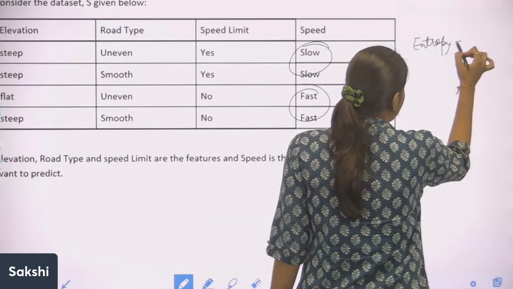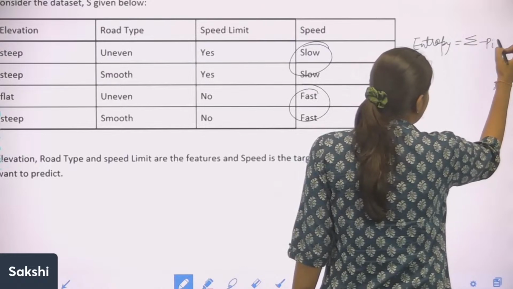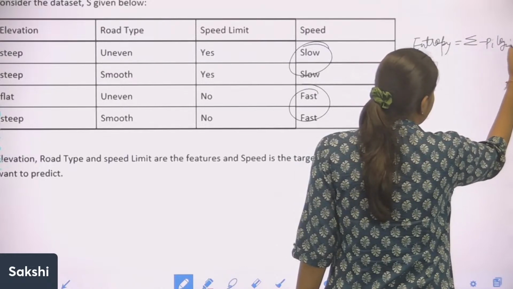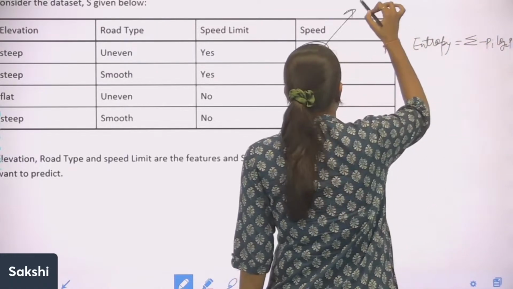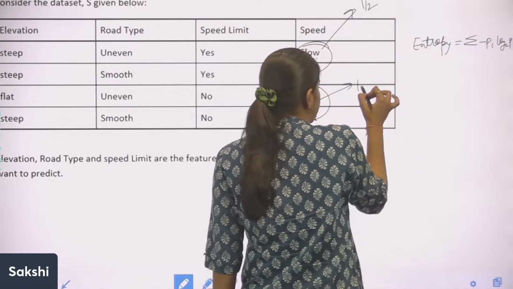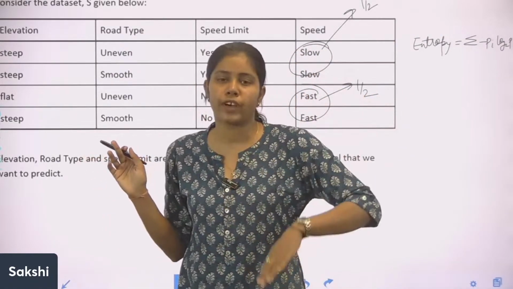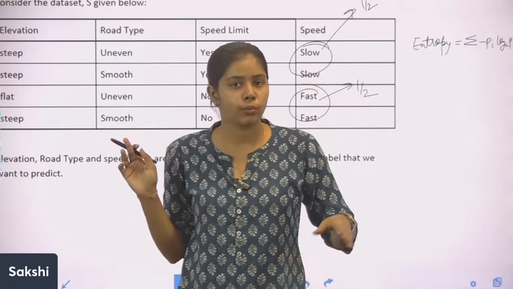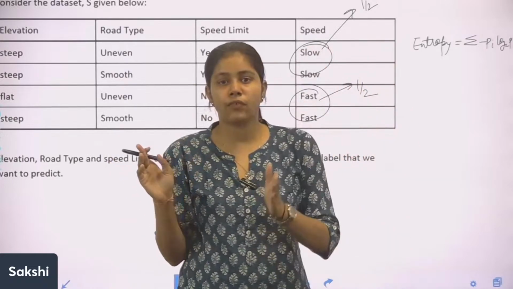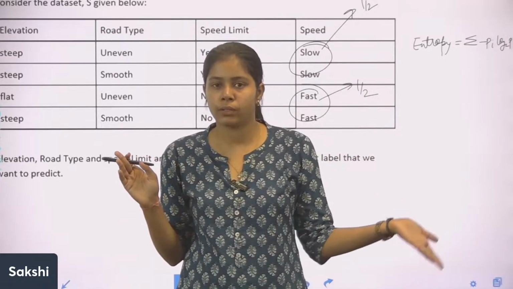Entropy, I told you the formula, is minus summation p_i log to the base 2 p_i. So obviously for slow we have probability 1 by 2, and for fast we have probability 1 by 2, because out of 4 examples we have two slow, two fast. Probability of slow is 2 by 4, that is 1 by 2. Probability of fast is again 2 by 4, that is 1 by 2.